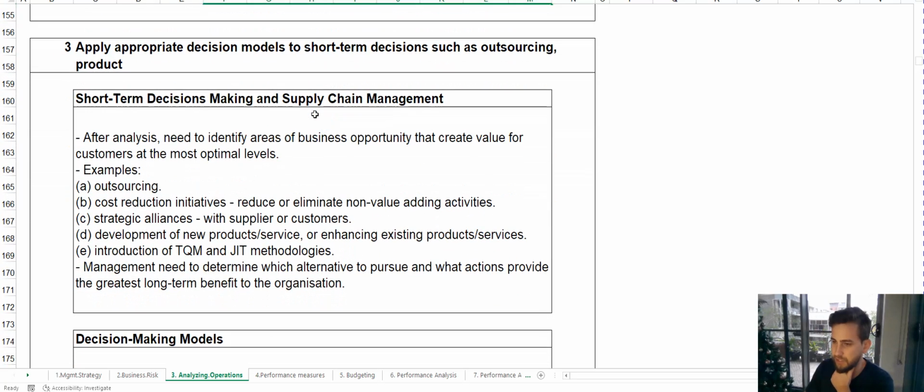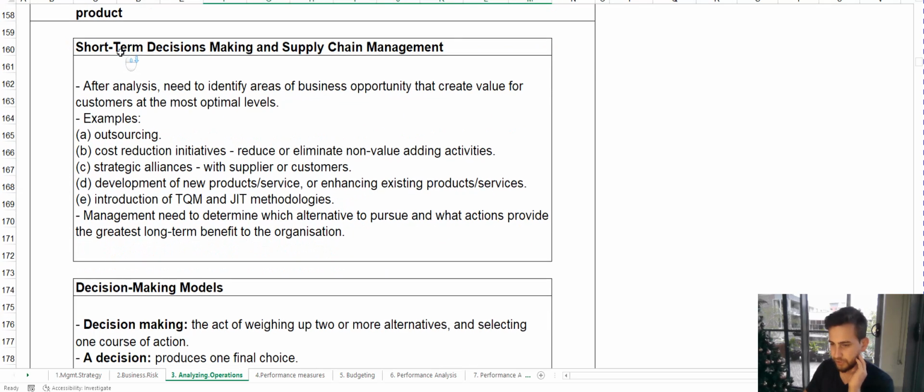Okay, so the next is applying appropriate decision models to short-term decisions such as outsourcing a product. So if you've got a distribution function in-house and you're weighing up whether to outsource that to DHL, for example, this is the decision process you'd follow to understand that. So short-term decision making and supply chain management.